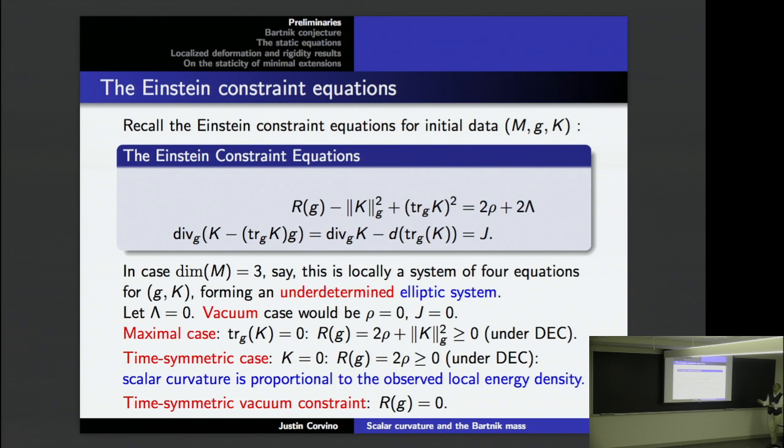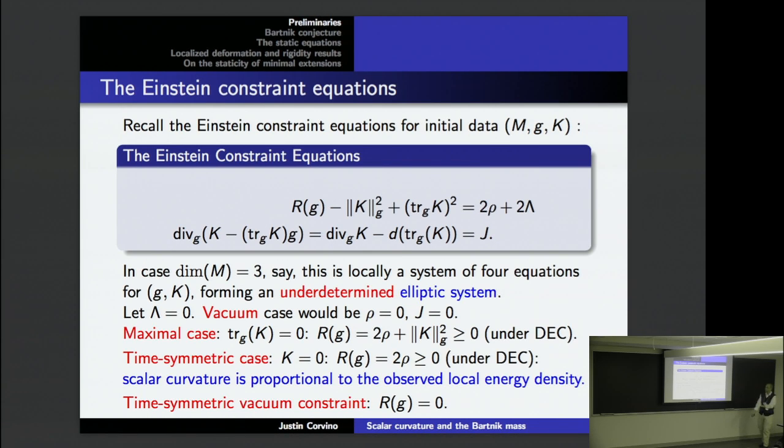Okay, so the vacuum case would be the observed energy density and momentum density being 0. And then for the maximal case, trace k is 0, and the scalar curvature is non-negative under the dominant energy condition, which in the Riemannian case is that the energy density is non-negative, a reasonable physical assumption. The purely Riemannian case, k is 0, is the time symmetric case, and the scalar curvature would be 2 rho. The matter density observed should be non-negative.